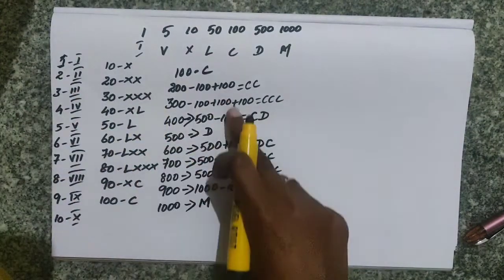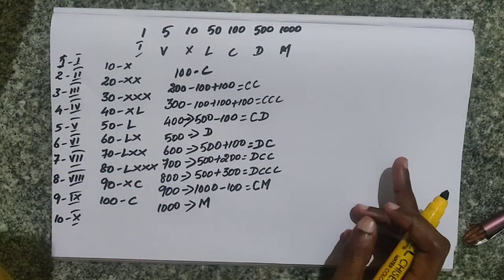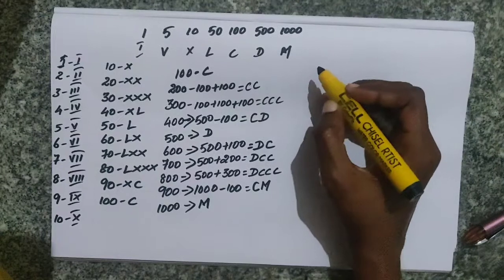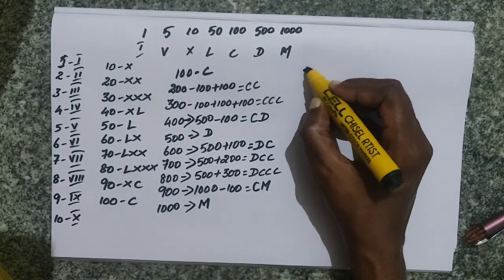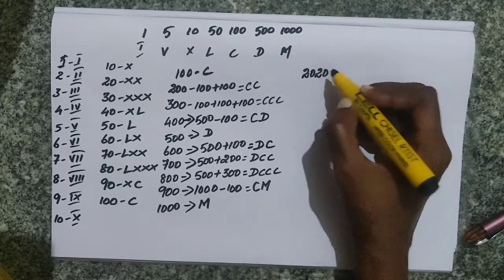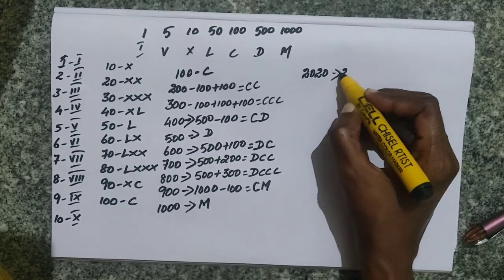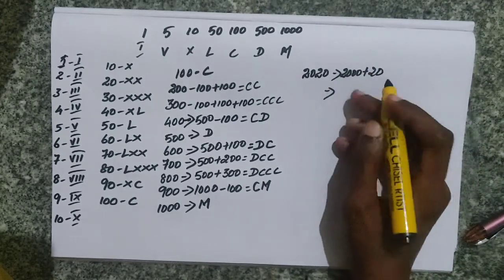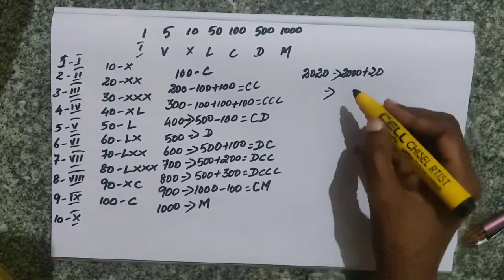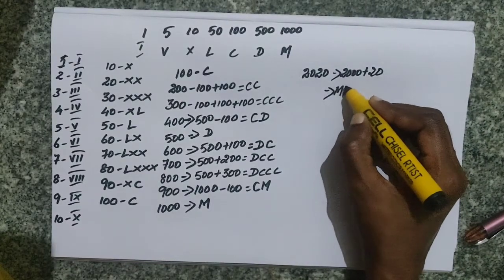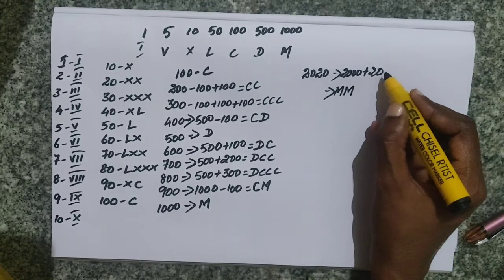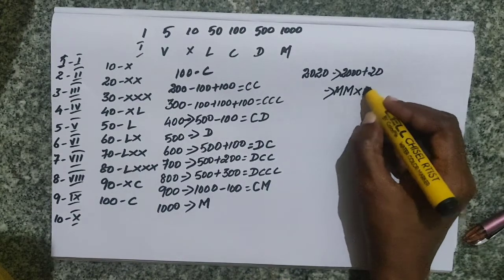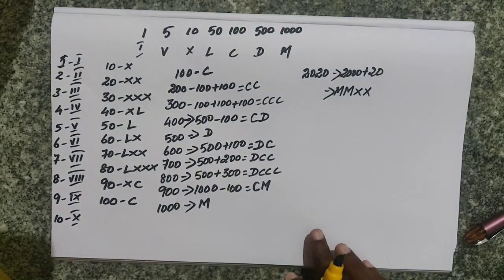Now if you know these things, you can write the numbers up to 9999. You can write any number. Suppose this year is 2020. What can we write? We can write 2000 plus 20. 2000 is 1000 plus 1000. For 1000 it is M, and for one more 1000 it is M. Again 20 is XX. So this is 2020. This is the way you have to write.